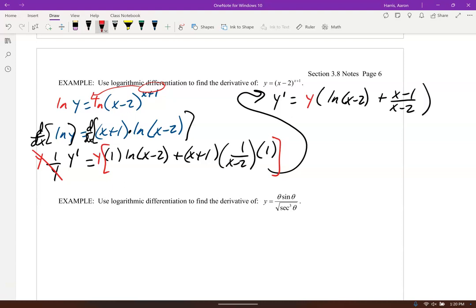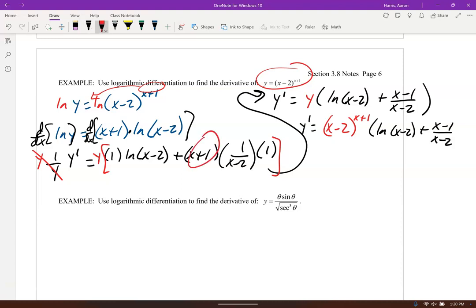And don't forget, you've got to substitute that y in. This is what y is. So y prime ends up being x minus 2 to the x plus 1 times natural log x minus 2 plus x minus 1 over x minus 2. Or x, oh gosh, that's x plus 1. Sorry, that's an x plus 1. There you go. X plus 1, fix that. There we go.